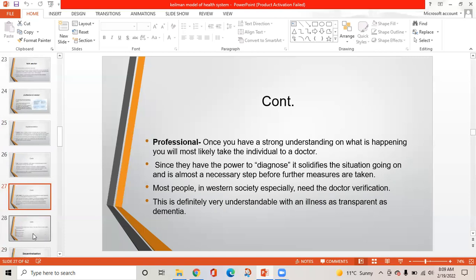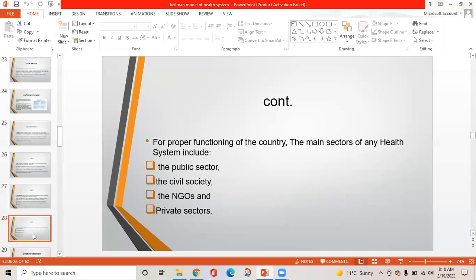Now, professional involvement. Once you have a strong understanding of what is happening, you will most likely take the individual to a doctor. Since they have the power to diagnose, it solidifies the situation going on and is almost a necessary step before further measures are taken. Most people in Western society especially need the doctor for verification. This is definitely very understandable with an illness as serious as dementia.